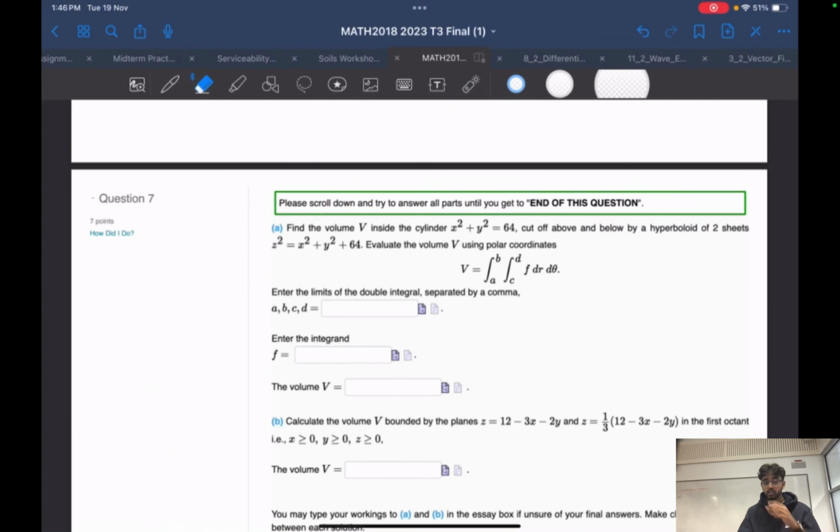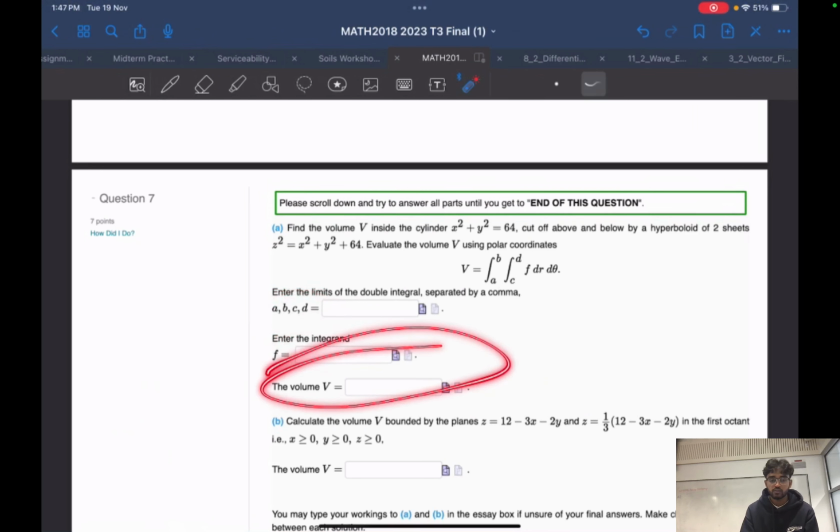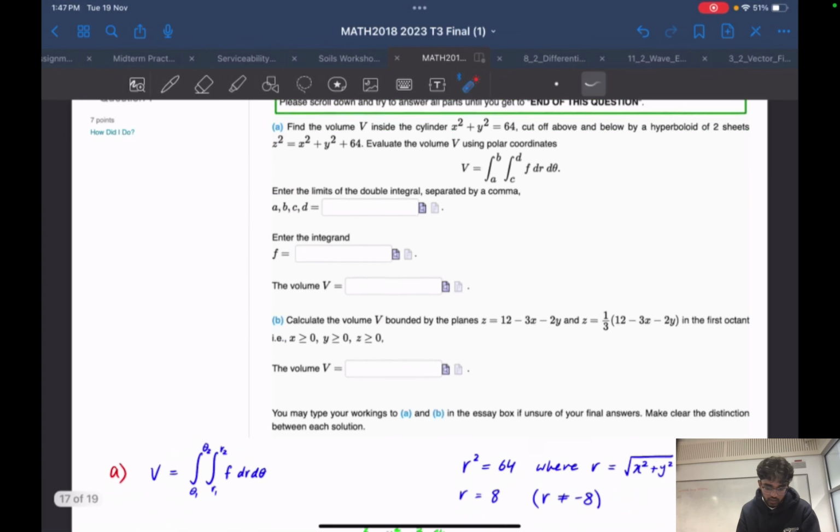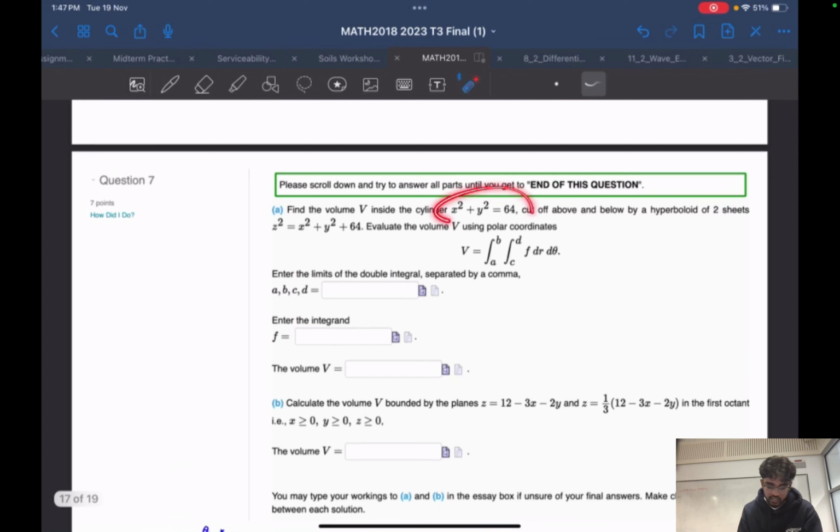Okay. So this is using double integration. We're going to need to find the volumes, and they've told us in part A to find the limits of the double integral, and then find the integrand, and then find the volumes, right? This kind of sets us up pretty well. So they've given us a cylinder and then a hyperboloid of 2 sheets. You can think of a hyperboloid of 2 sheets as a constraint.